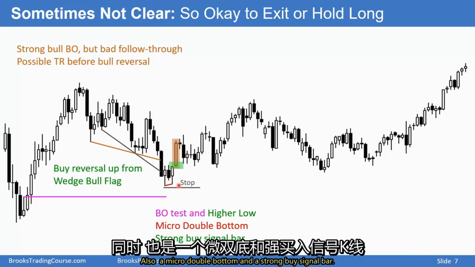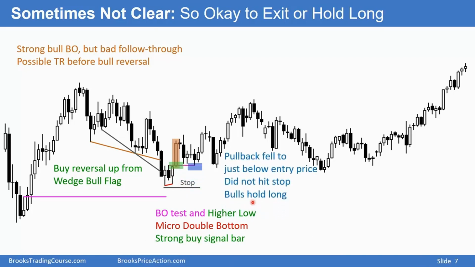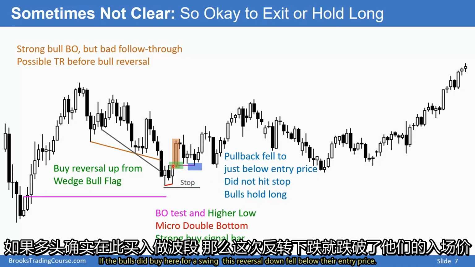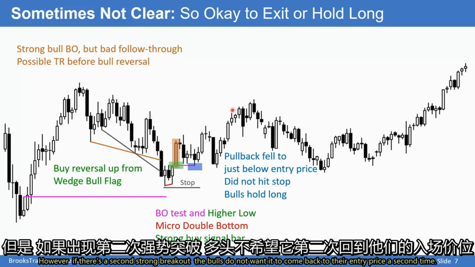Also a micro double bottom and a strong buy signal bar. If the bulls did buy here for a swing, this reversal down fell below their entry price. However, if there's a second strong breakout, the bulls do not want it to come back to their entry price a second time.